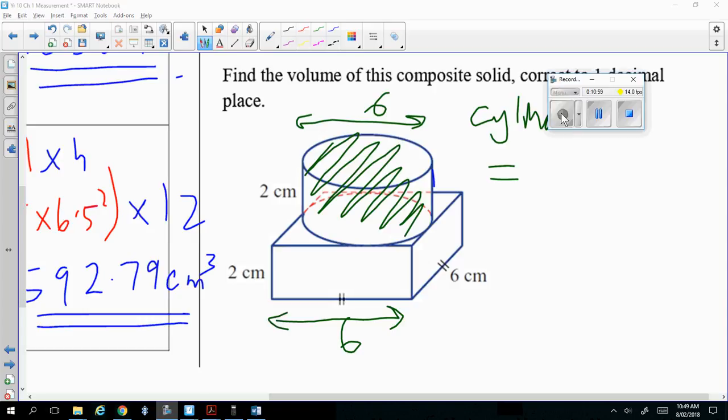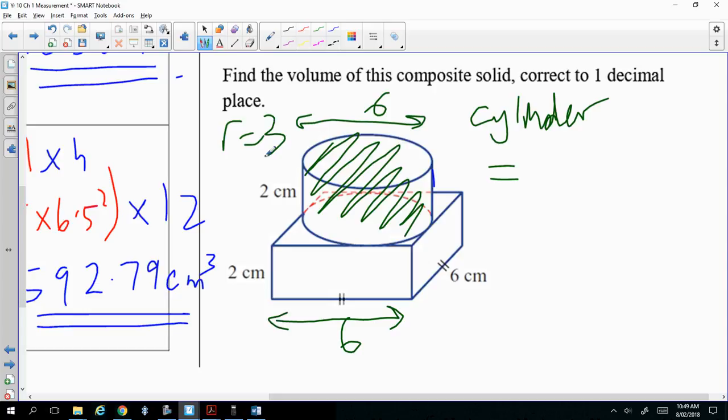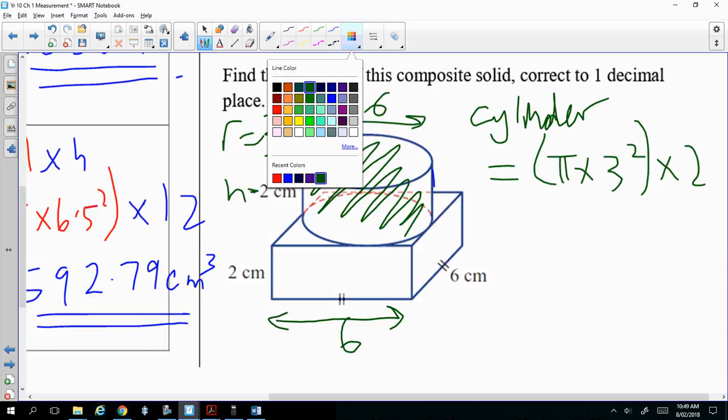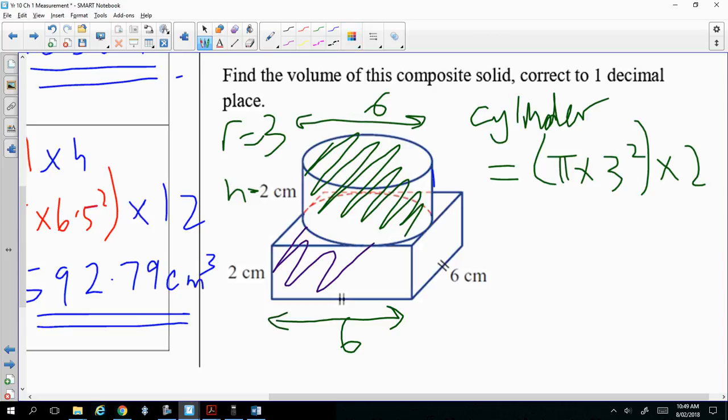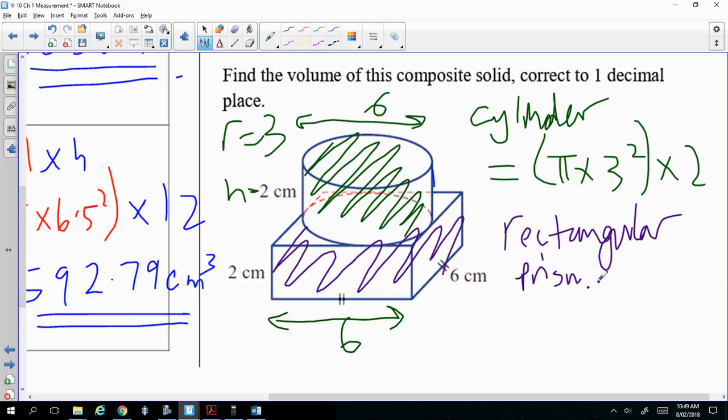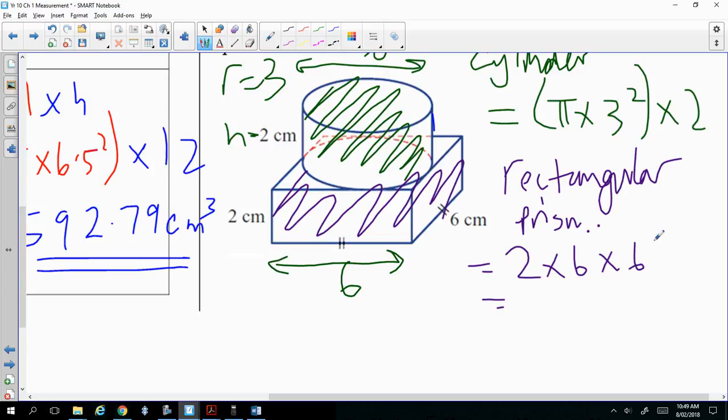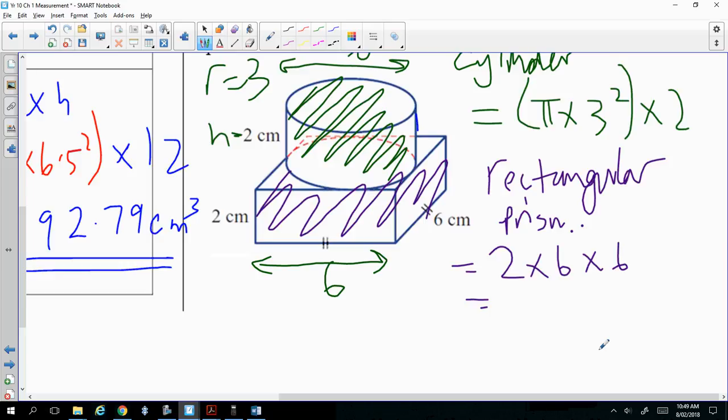The cylinder is, yes, so we have to get the radius. Radius will be 3. So you go pi r squared, 3 squared, multiplied by 2. For the height, this is your h. And then we're going to work out the volume of the rectangular prism. That will just be 2 times 6 times 6, and then you just add them up together. So this will be 72. This will be 9 times 2, 18 pi.